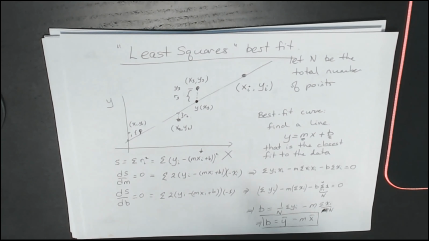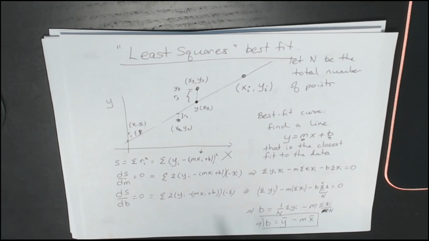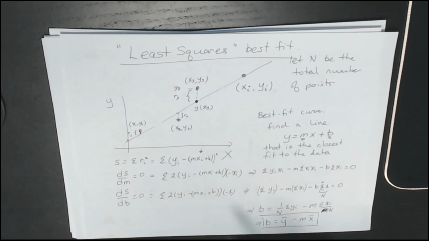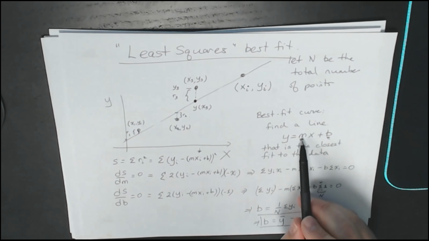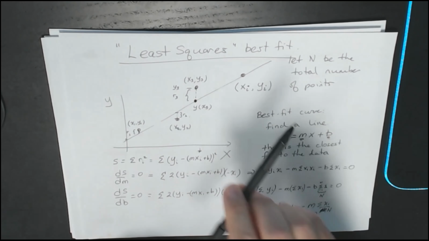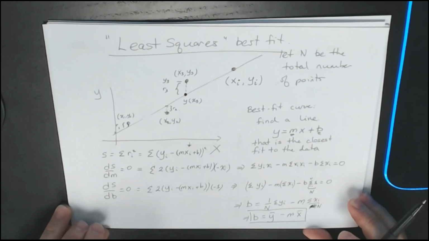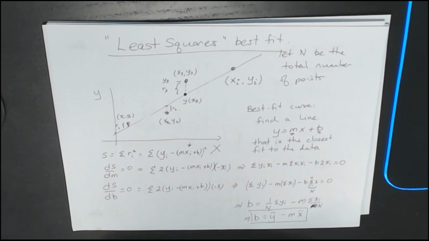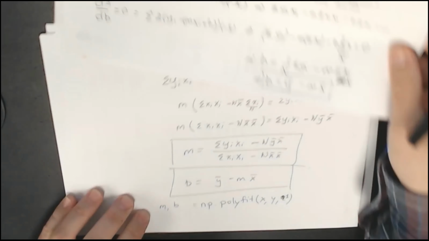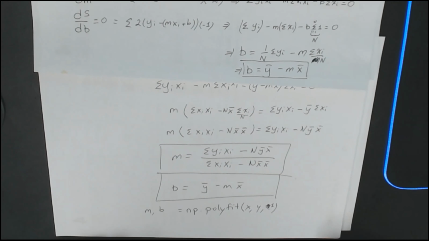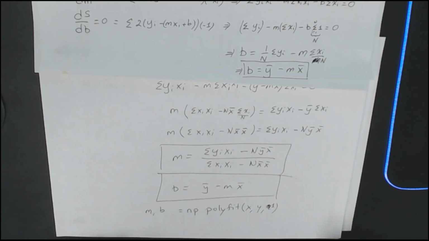So, to answer the question of what is NP PolyFit doing, it's taking some data and applying some statistics to try and figure out the best value of m and the best value of b that minimizes the least squared error all the way through. So that's one of those calculations that you do once in your life. I realize, thank goodness that I have a computer and I don't have to do this with pen and paper.